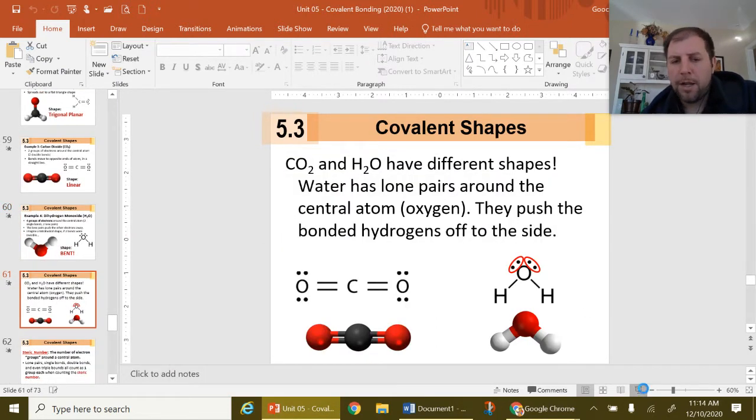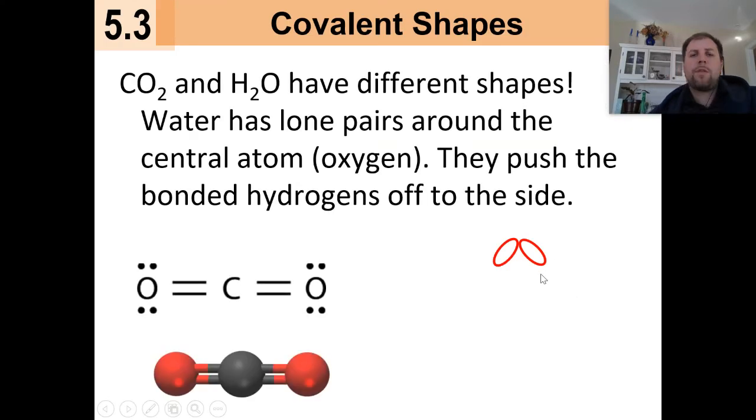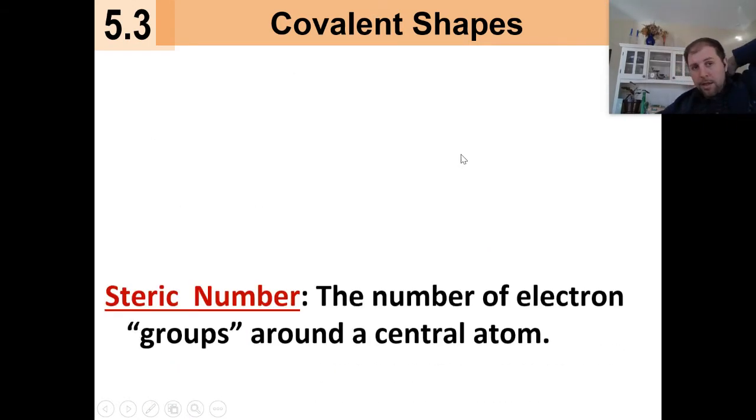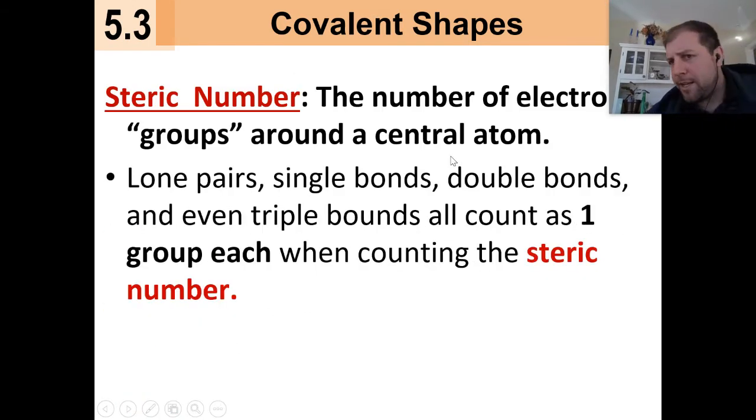So again, even though carbon dioxide and water both look like they just have two bonds coming off that central atom, the fact is that water also has some lone pairs that are present that you can't see that are deflecting those bonds downward, giving it a bent shape. Okay? So these things going on around the central atom, whether they're bonds or lone pairs, we call this the atom's steric number. All right?